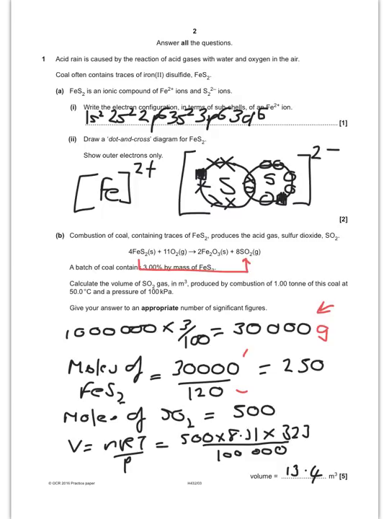And then finally I use my ideal gas equation to find the volume of SO2 that 500 moles will be at, and it tells me it's 100 kilopascals. We need to convert that into pascals, so it's 100,000 pascals. We also need to convert my temperature of 50 degrees C into Kelvin, which is 323 Kelvin. Put all that in your calculator and you get 13.4 meters cubed.